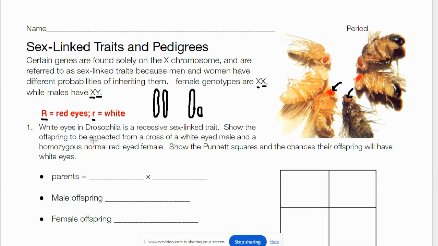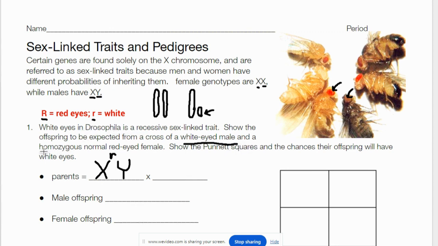Show the offspring to be expected from a cross from a white-eyed male. All right, so let's start there. First, I have to show that it's a male. He's got an X chromosome and the little tiny Y chromosome. So it's right here. And he's white-eyed, so he's going to have a little r on his X chromosome, nothing on the Y, because look, the Y is tiny. It's too small. It does not have enough room to fit this allele. So males only have one allele for these traits, and it's on their X chromosome. So there's the male Drosophila fly.